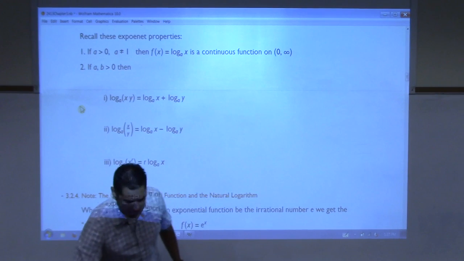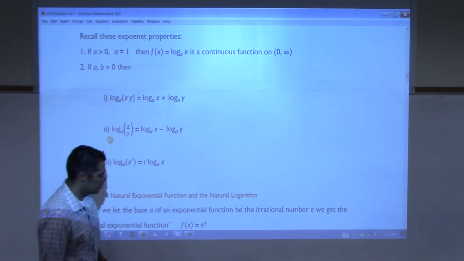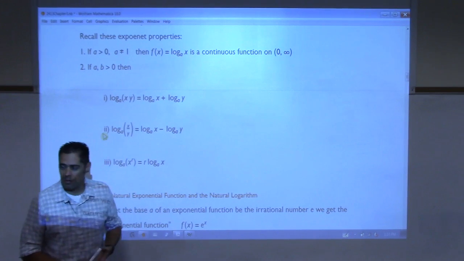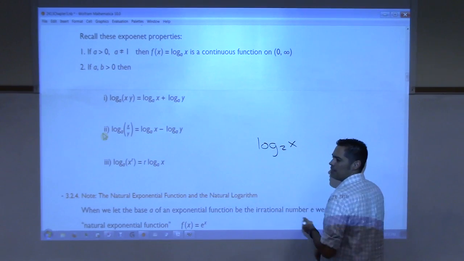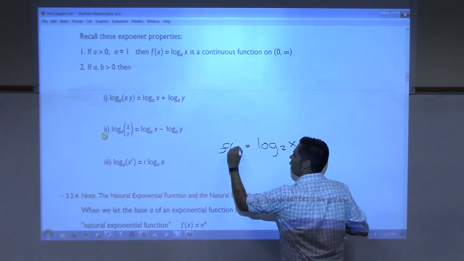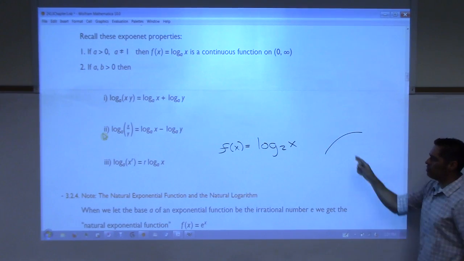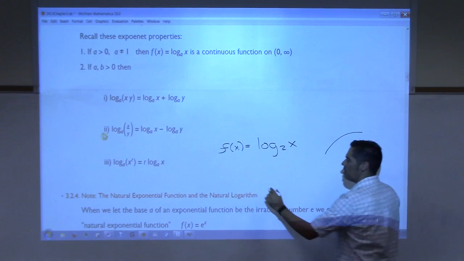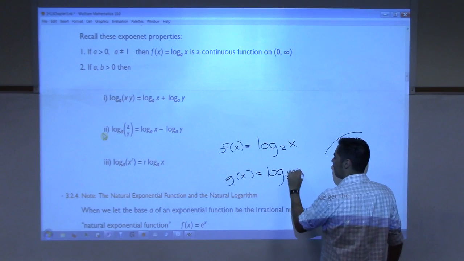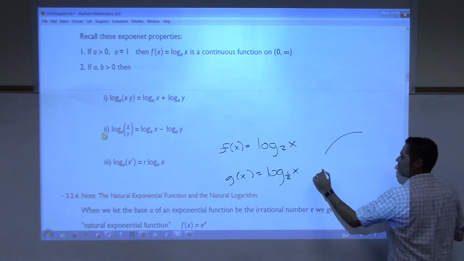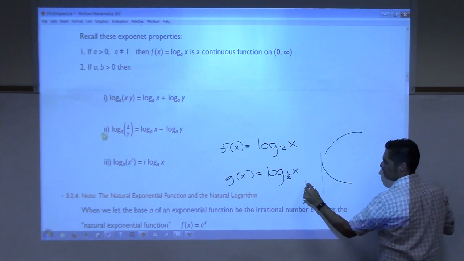Couple of other things with logs. There was a very special log, which was the natural log, right? The natural log. So here are some examples of logs. You could have log base 2 of x. That's an example of a function, and I could graph that. It would look like this because the 2 is bigger than 1. I could do another one, let's say g of x is log base 1/2 of x. That one would look like this. Here's the x and y axes.